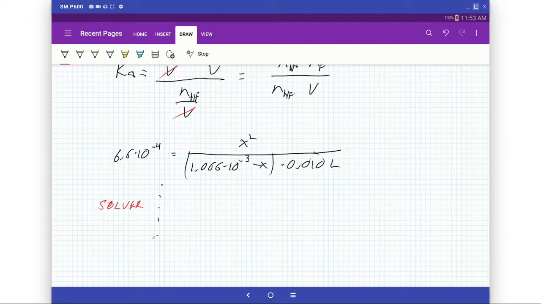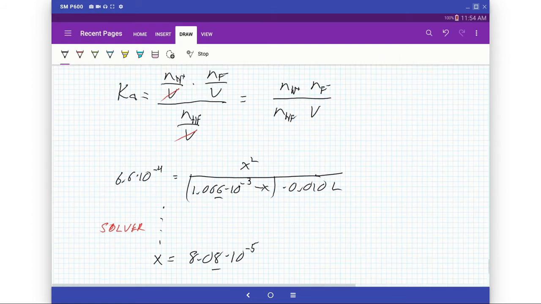If you do that, you find that x is equal to 8.08 times 10 to the minus 5. Now limited to 2 significant figures, thanks to the Ka value. If you were to make the approximation and solve it, you'll probably see the last digit change by a digit or two. But the 8.1 is not going to change.